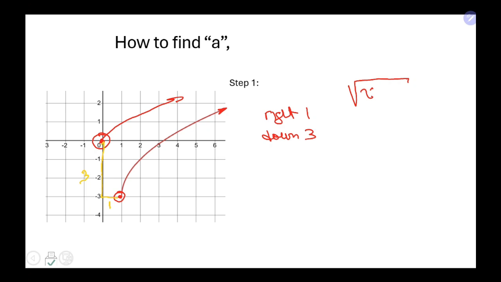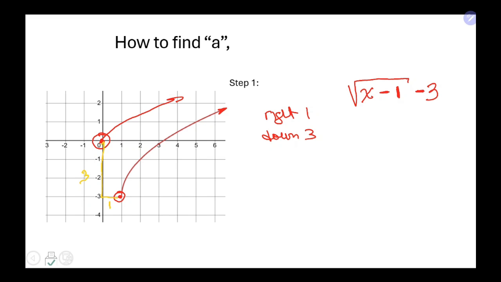Any shift in horizontal goes inside the rule. So we have the square root of x. I am going to have a 1 with that x. And I change the sign. When it's right, it's going to be minus. Down is the number outside, down 3, so that's a negative 3.